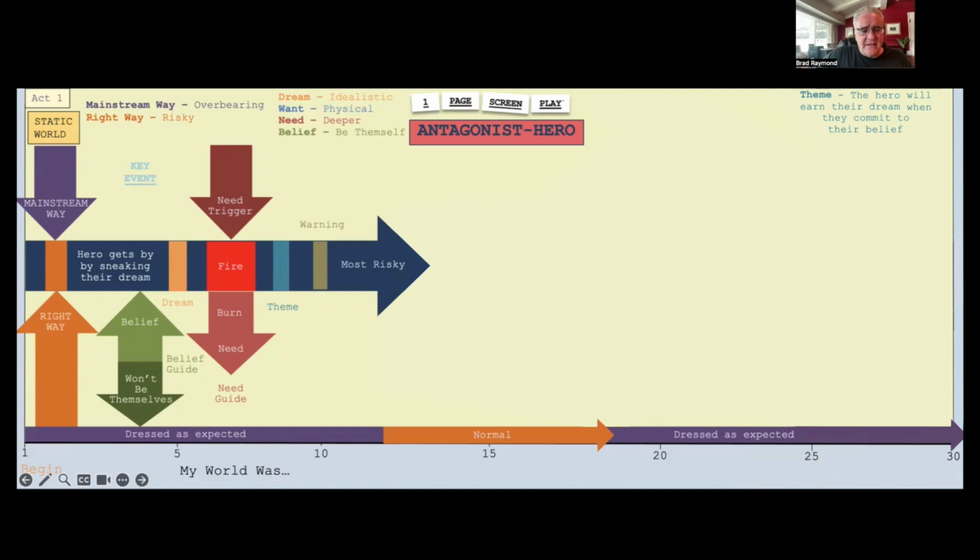Dressed as expected is Remy walking on all fours, like a real rat, for his dad and for the rat world and for humans and all that. And then normal is him walking on his feet. Normal for him, it's his true self. So I just kind of split them up. It depends on your story where it happens.